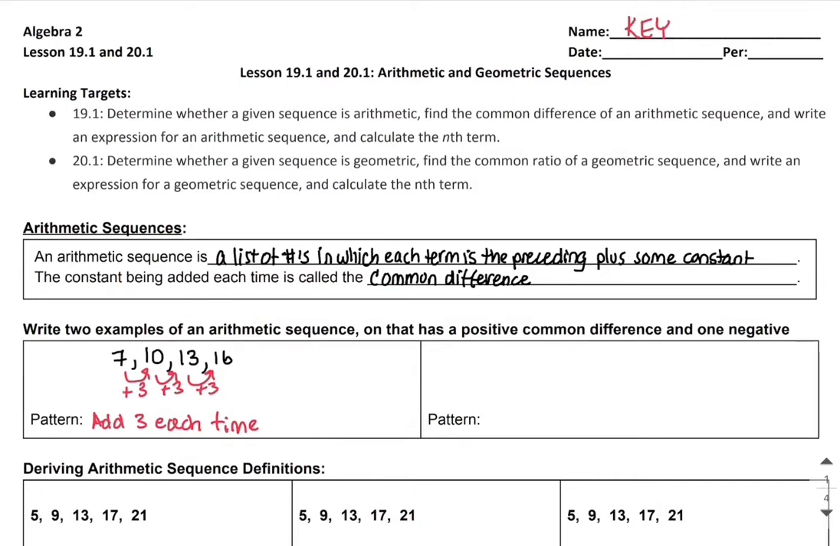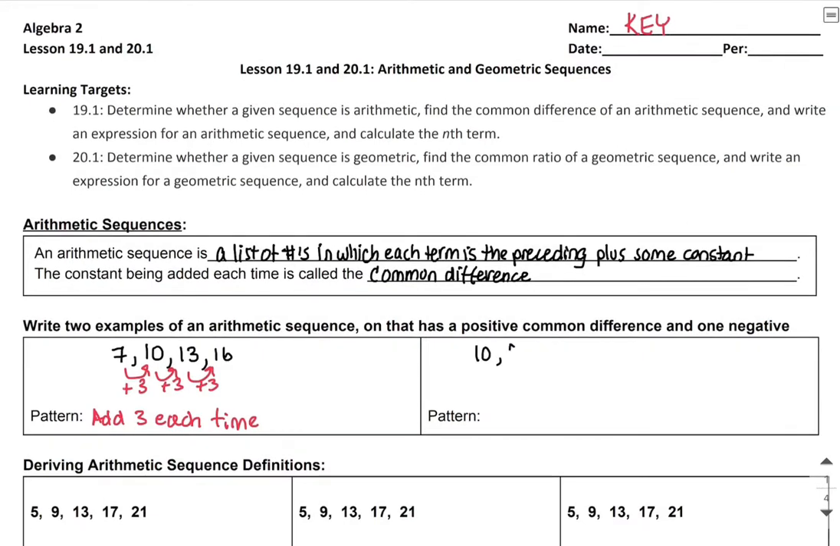For another example, I want to have a negative common difference. So I'm going to start with 10, just a random number, and I want to have a common difference of negative 2. So I want to add negative 2 each time. If I add negative 2 to 10, I get 8. Then the next term would be 6. The next term after that would be 4.